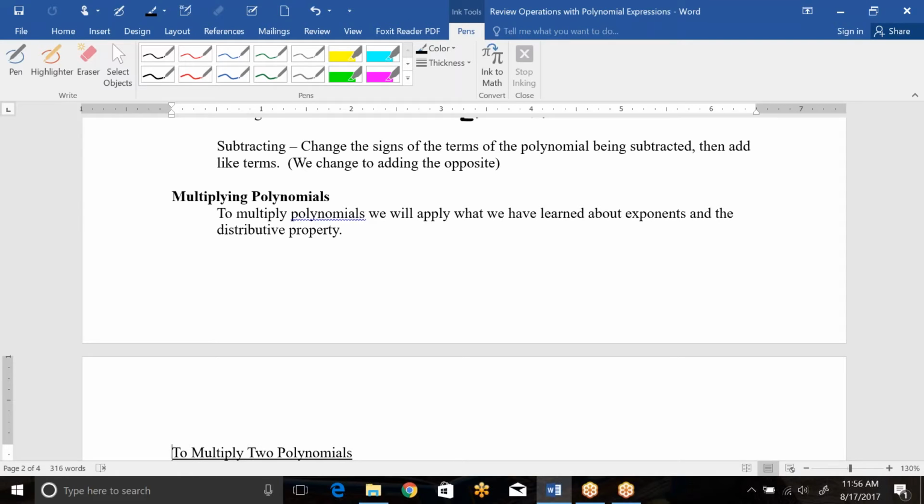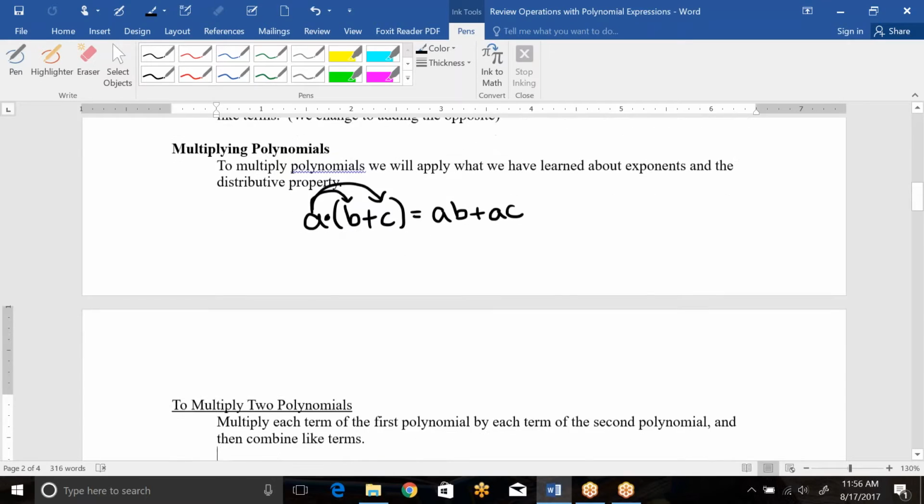To multiply two polynomials together, we will apply what we have learned about exponents and the distributive property. Remember, the distributive property, which would typically have been covered in a previous class, says that when you have a term connected to a binomial, trinomial, or some type of polynomial with adding or subtracting inside, we multiply the term out front times each different term inside. So this becomes AB plus AC. We will use that to help us multiply polynomials.